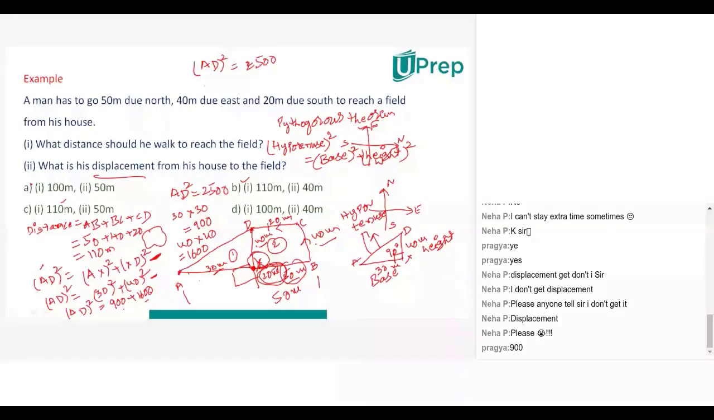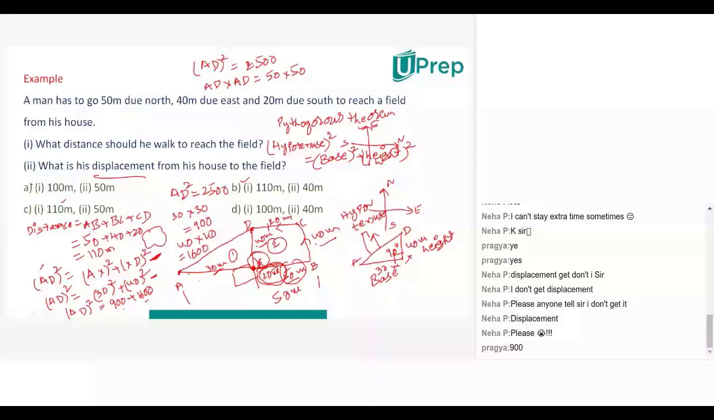AD square means, can I write like this? AD into AD. Yes, sir. Right. 2500 I am writing like this: 50 into 50. Can I write like this? Yes, sir, you can. 50 into 50 is 2500 only.